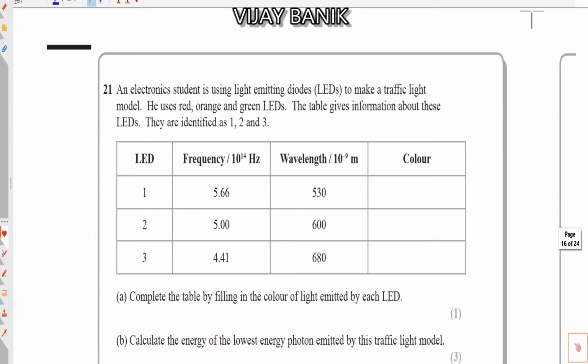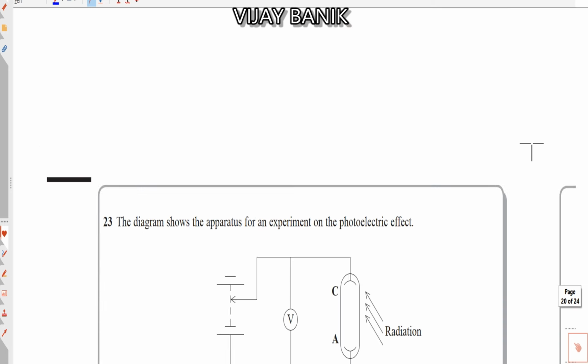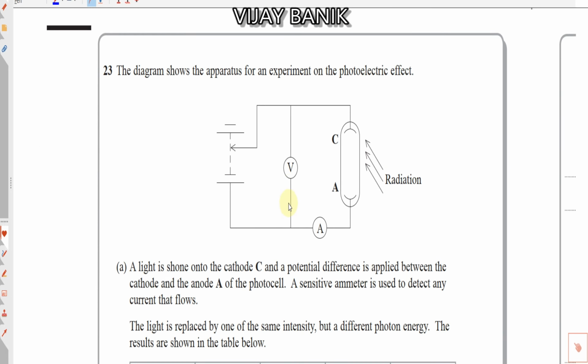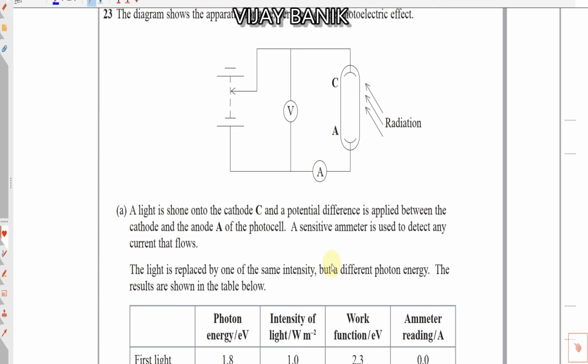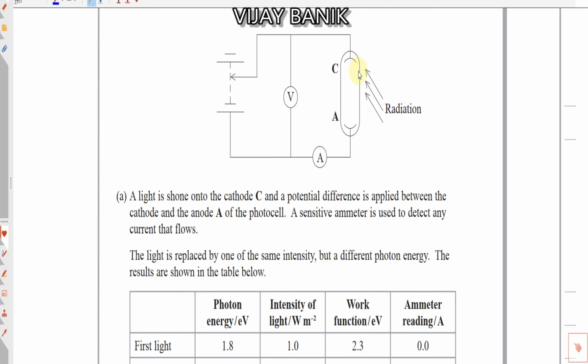Okay, after this there is another question in this paper. This is also from Jan 2009, U2. It is about a diagram that shows an apparatus for an experiment on the photoelectric effect. A light is shone onto the cathode C and a potential difference is applied between the cathode and anode A of the photocell.